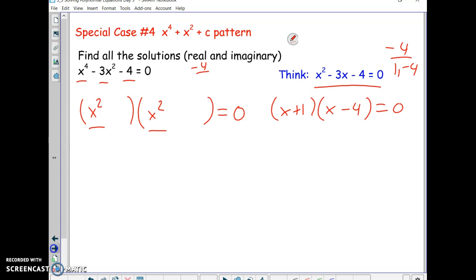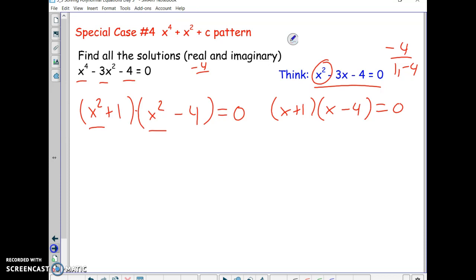We have to multiply to -4 and add to -3. So we get plus 1 and then -4. And so we factored really, really similar to the x squared pattern on the right. The only thing different is it went x to the 4th, x squared, and then constant. So we use x squared and x squared instead of x.